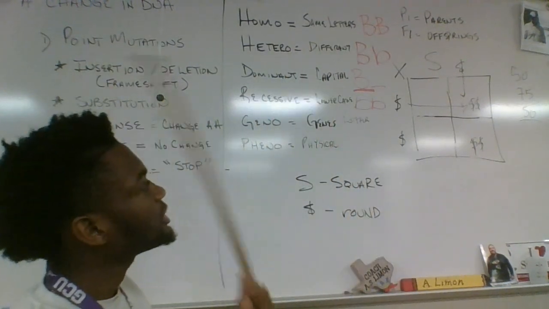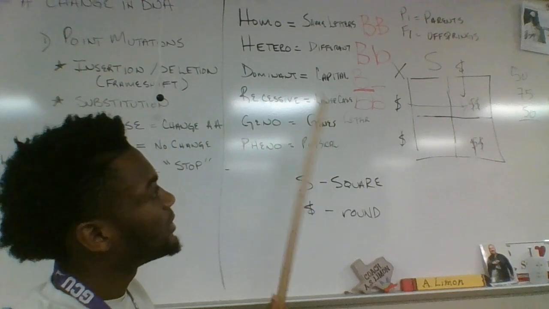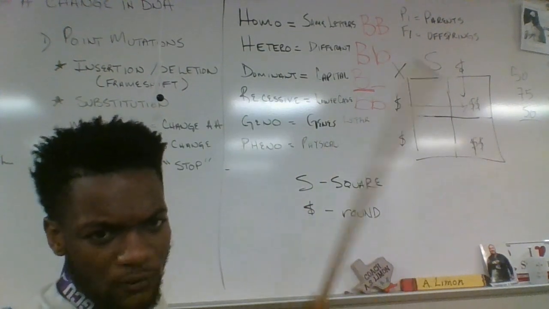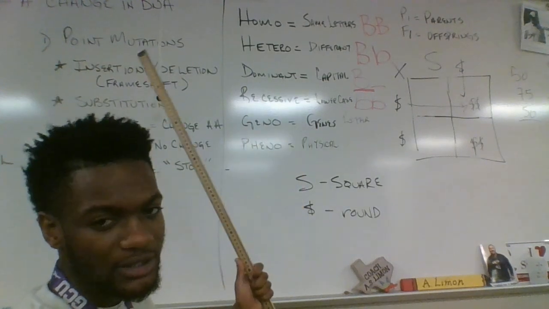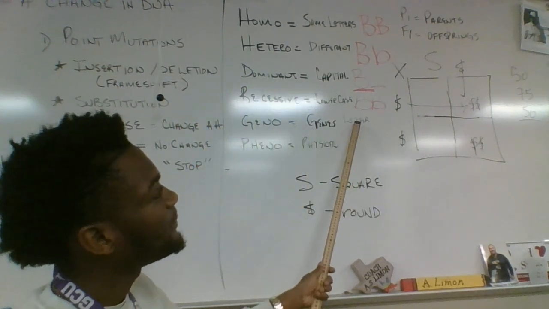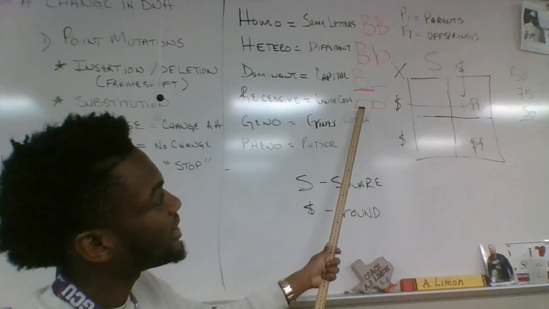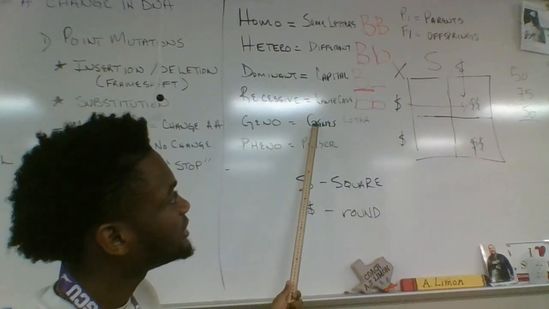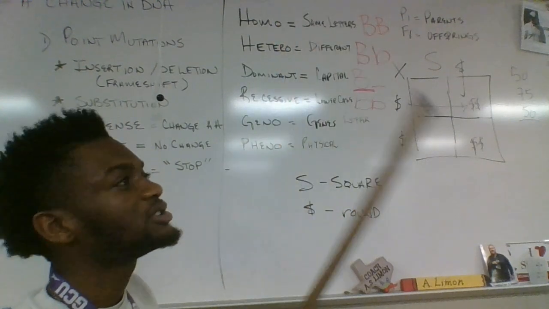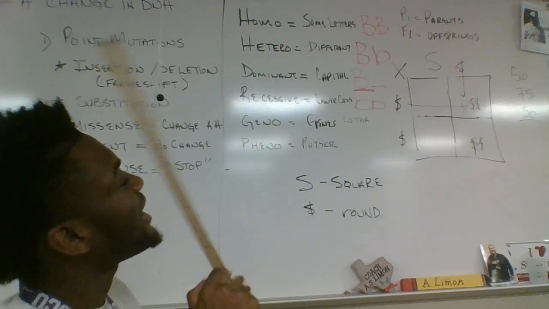Geno, genes. Genes. That's all it is. And our genes are going to be each of our letters, okay? So BB, that would be a genotype. That would be our genes, all right? It goes together. Don't make it more complicated than it has to be.